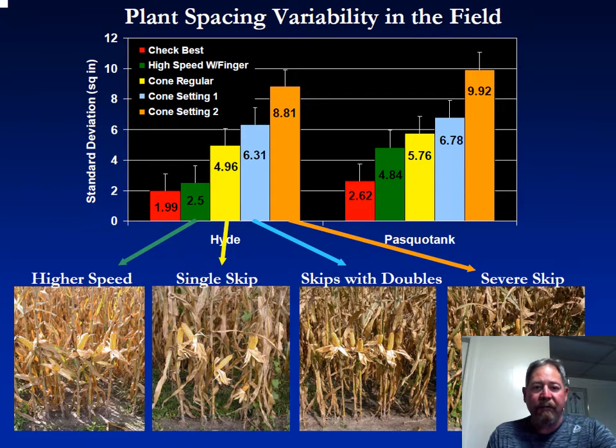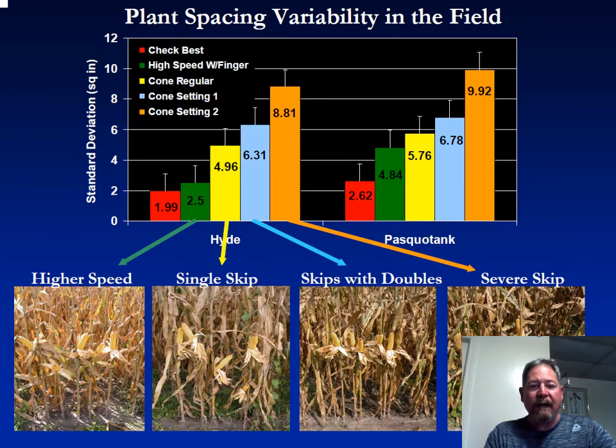Here's some data from a few years ago generated by our friends at NC State, Ronnie Heiniger and his crew. They used a measure called the standard deviation. This is a calculation of how variable the stands are. And they used a number of methods to generate different standard deviations, or degrees of skips and doubles and so on and so forth, to illustrate this.